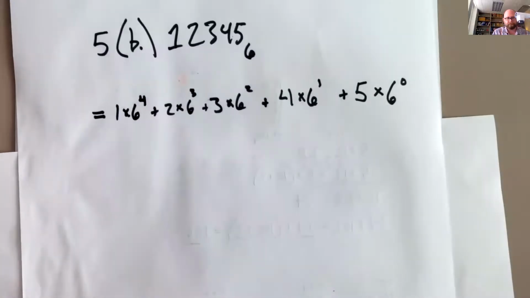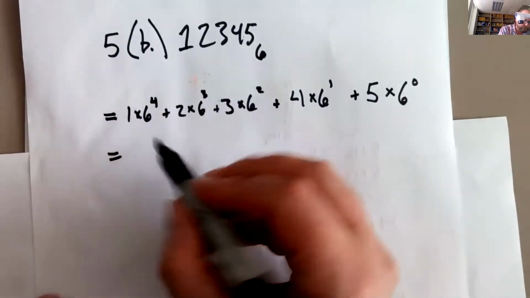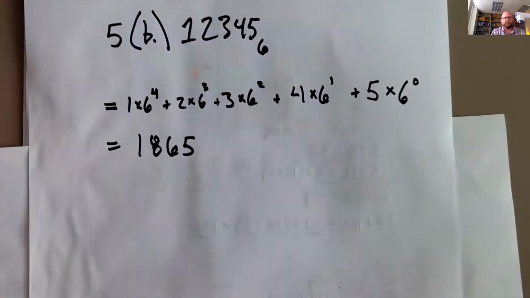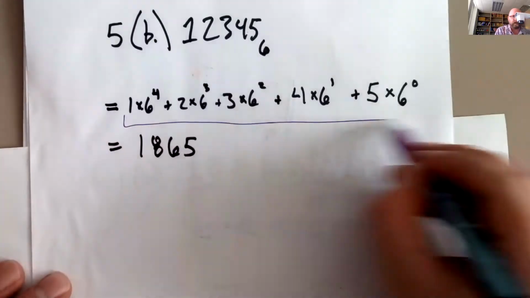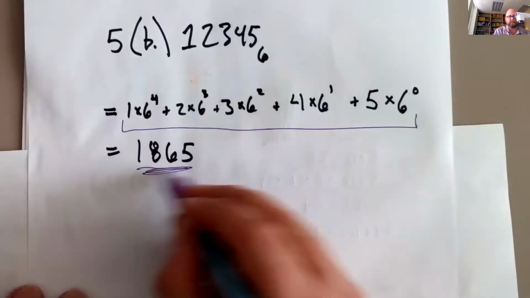Okay? And if you really want to know what number that is, it's 1865. But the important thing is to be able to write it like this. I believe that you can punch that into a calculator and determine that it's 1865.